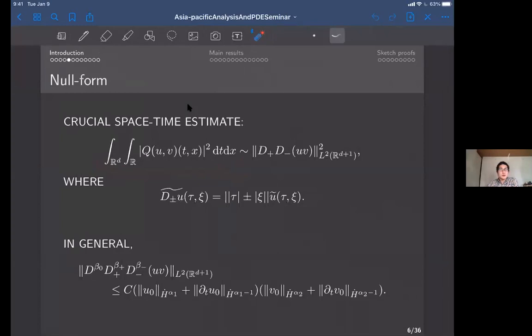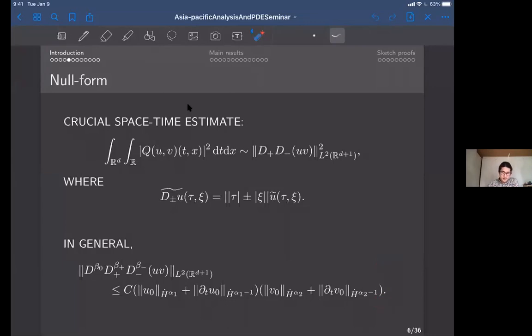Then this can be expressed in the language of the operators D plus and D minus, which are defined by this. Here we have the tau information as well as the multiplier. Then in general, to deal with all other null forms, people want to know how this behaves, or when this inequality holds.